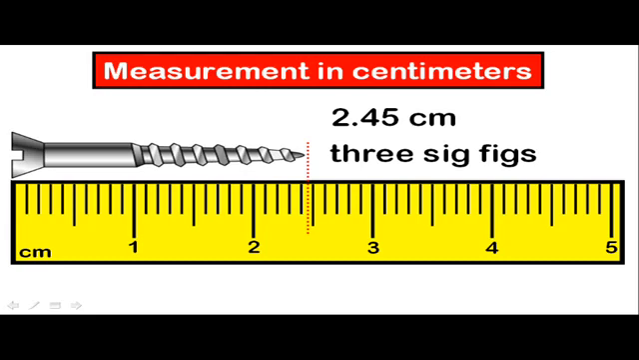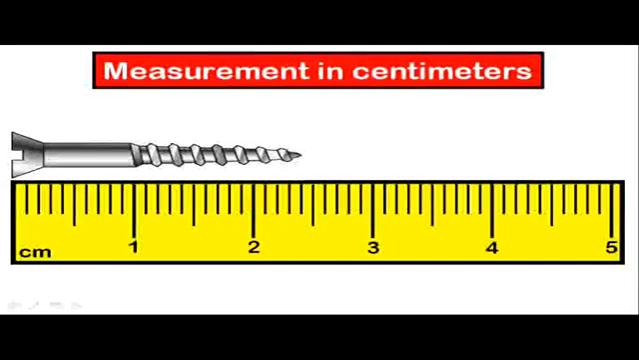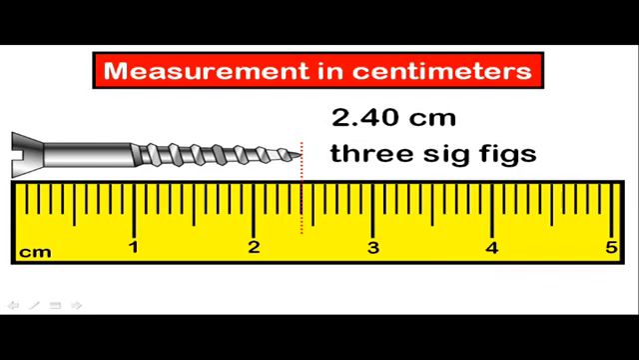Now let's take a look at what would happen if the length of the object falls exactly on the line. Should we call this measurement 2.4 centimeters? No, in this case we must still add an estimated digit out to the 100th place. But if it falls exactly on the line, we simply add a 0. So the number 2.40 centimeters is more precise than merely 2.4. This measurement has 3 sig figs.